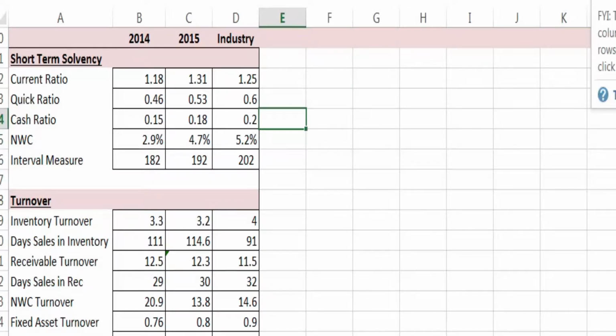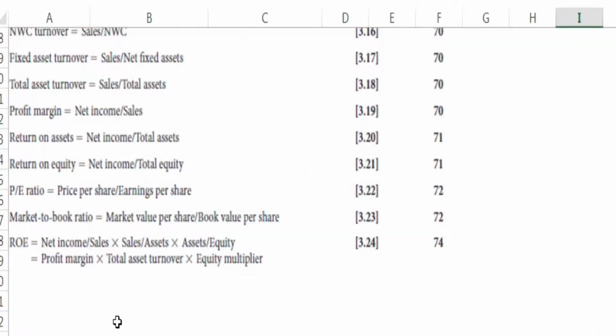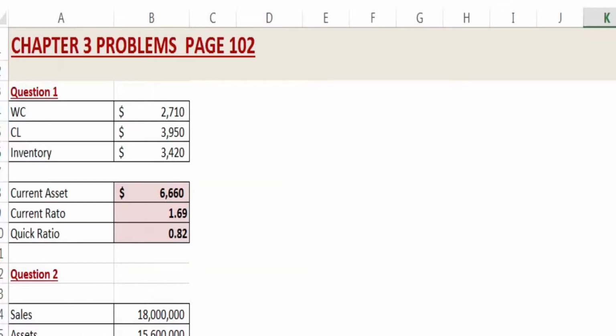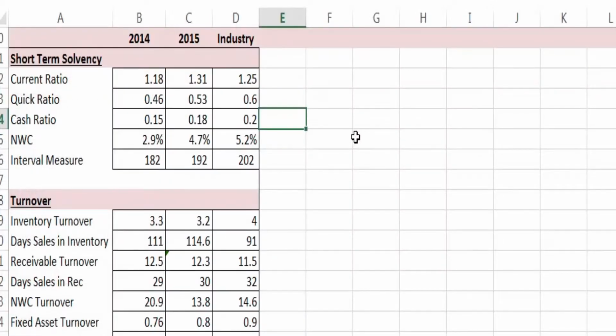So after investigating first the sources and uses of cash and then doing your vertical and horizontal analysis, the next step would be a ratio analysis. I'm not going to go through here how to calculate ratios. You can see the ratio formulas if you go to the summary tab in the workbook. I'm just going to go through how we should analyze these ratios.